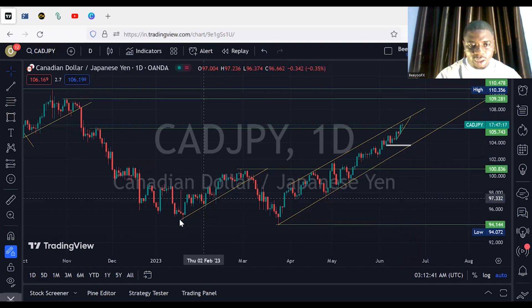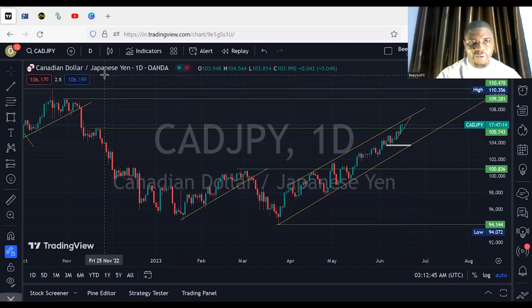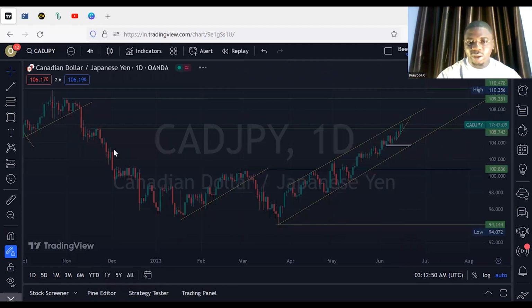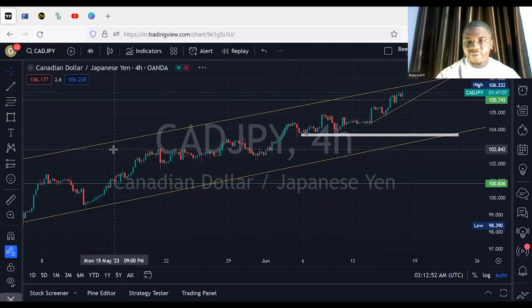So this is the counter trend line. So let's now go on the 4-hour time frame and see how we can see some more counter trend lines on the lower time frame, which is the 4-hour time frame for a swing trader.